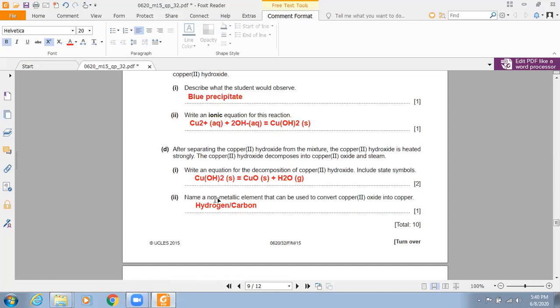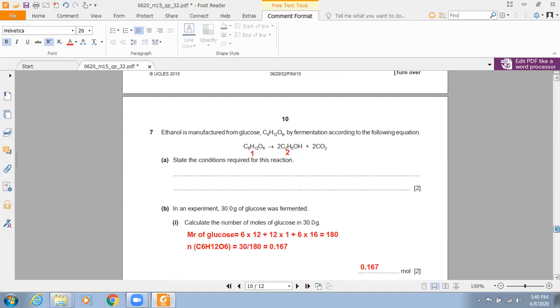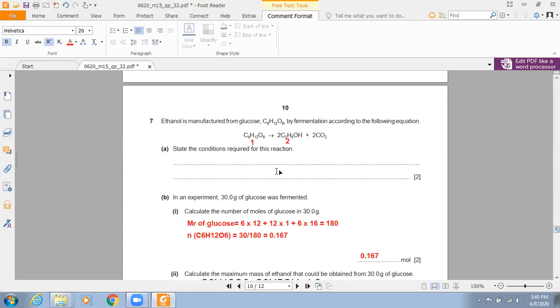You are asked to name a non-metallic element. Any element which is more reactive than copper would replace copper from its oxide, and we will get copper. So we can choose hydrogen or carbon, any one. These are the two non-metallic elements which are more reactive than copper. So definitely they will replace copper from its oxide. Next one, state the conditions required for this reaction.